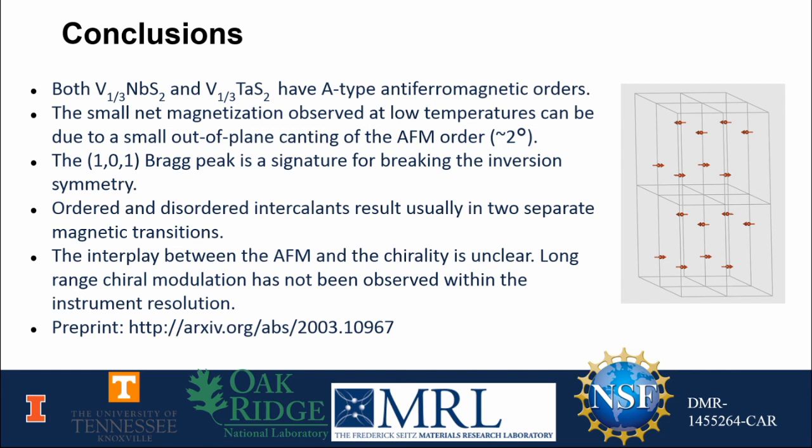We've also talked about using the 101 Bragg peak as a signature for determining the symmetry of the crystal. And we know usually in these systems, disordered intercalates result in different magnetization transitions. There's an open question though. We do not know what the long wavelength structure is as a result of competition between the antiferromagnetic order and the DM interaction. At least within the instrument resolution, we have not seen any long-range chiral modulation. But that's the direction that we are looking into right now.